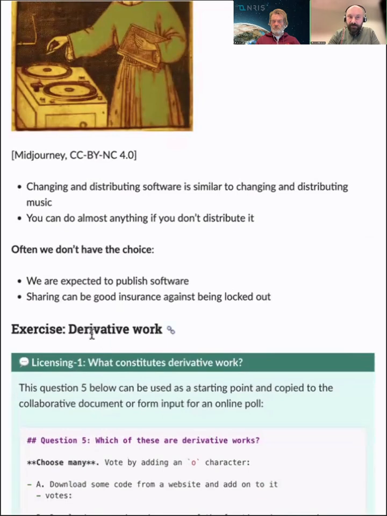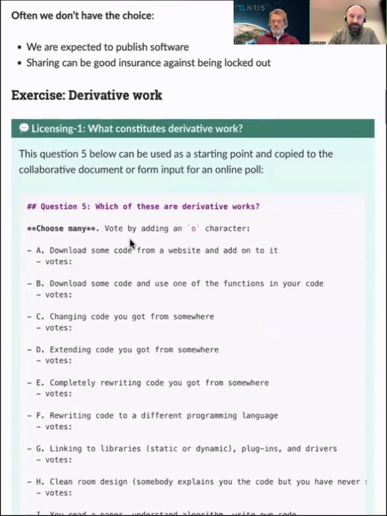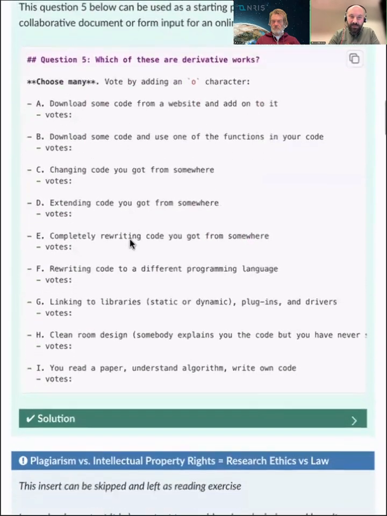So changing and distributing software is similar to changing and distributing music. Sometimes you are not allowed to just reuse or take verbatim some piece of code. Other times you are fully allowed, and this is why software licenses basically specify how much you can reuse and remix in your derivative work and how much you can touch. With this exercise, maybe we take it in a minute.